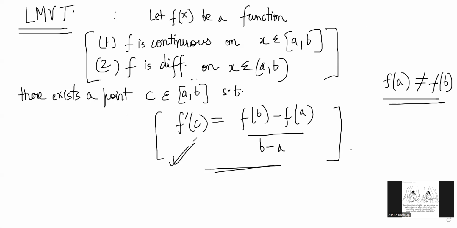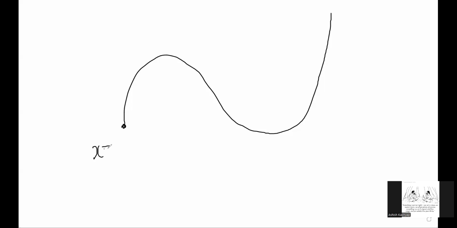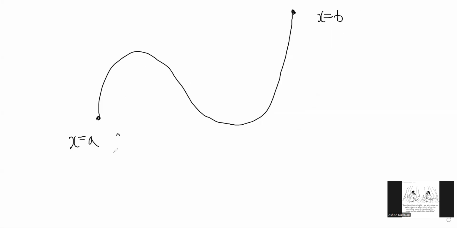Now, there is an easy way to understand this. Logically, you can understand the theorem. You can say that you have a graph like this. Let's say this is my graph of the function. It is going from x equal to a to this point where x is equal to b. And the value of the function here is f(a). So the point here is (a, f(a)), and this point is (b, f(b)).